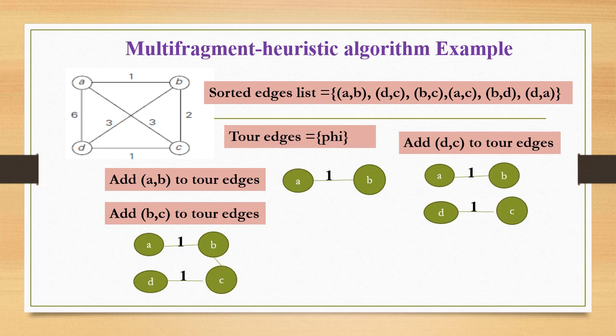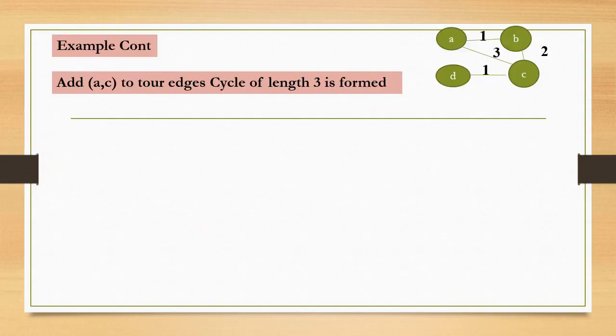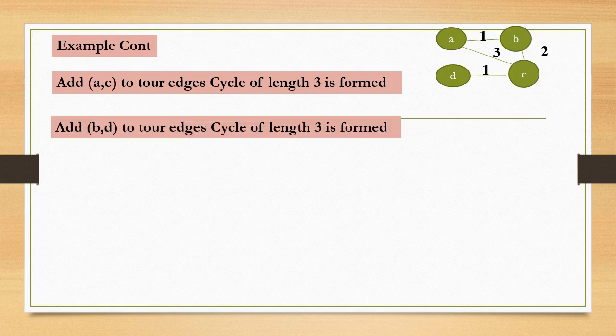Then the next edge is AC. If AC is added, what happens? A cycle of length 3 is formed. See here, C's degree becomes 3. So I am going to neglect that. Any edge that, when added, gives a degree of 3 for any of the vertices, I have to skip that particular edge. That is what my algorithm says. So I am going to neglect A and C and move on to the next. BD is the next edge.